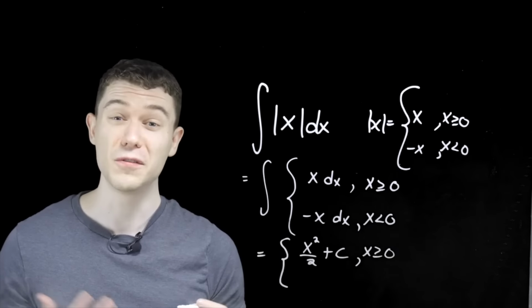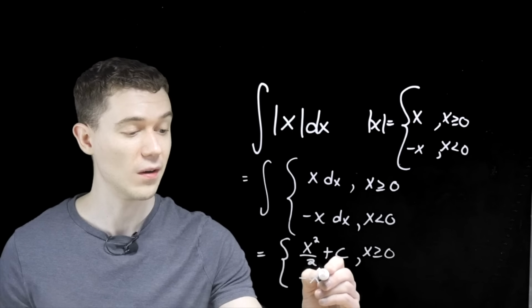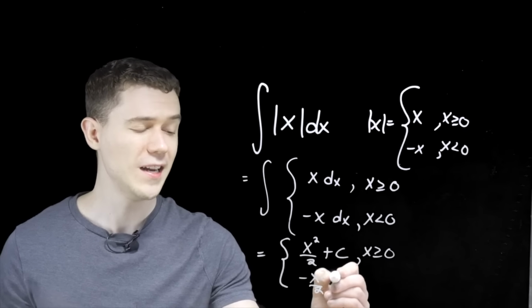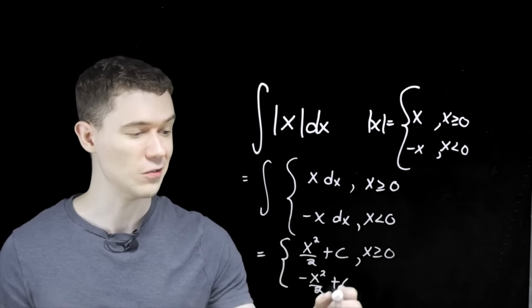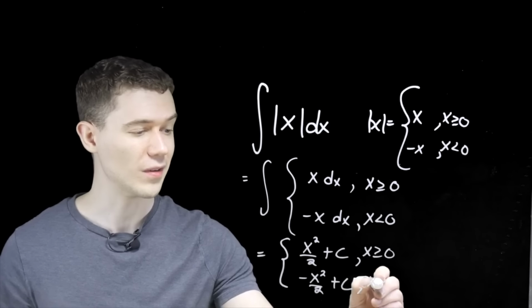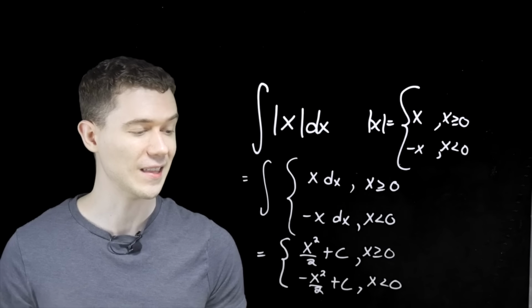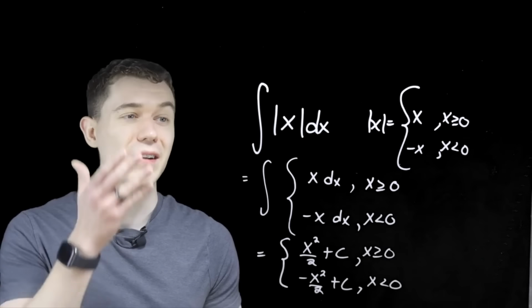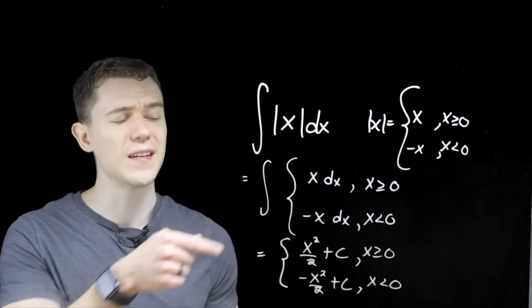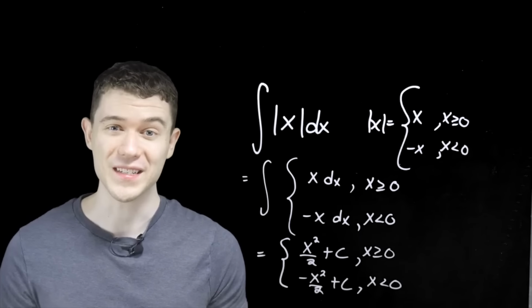And same deal for minus x. Add 1 to the power, divide by the new power. I need plus c. Again, maybe I'm slightly abusing the notation here using 2 c's, but I think we're okay. You'll get the idea. And that's if x is less than 0. And hey, there we go. We found the antiderivative of the absolute value of x. We just had to split it up using its piecewise definition.